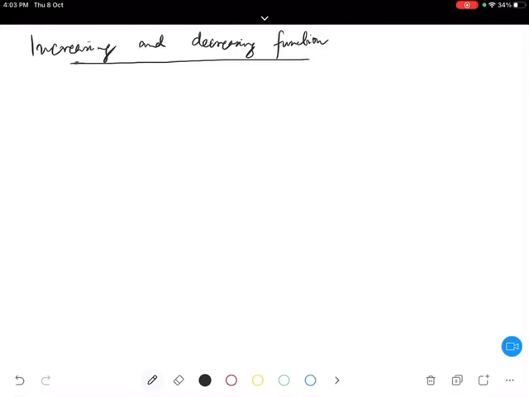चलो ये करते हैं, इंक्रीजिंग एंड डिक्रीजिंग फंक्शन. बहुत रोना हो गया. Let's do this one. पहले इसका कॉन्सेप्ट करते हैं. Let's do the concept of this one first.